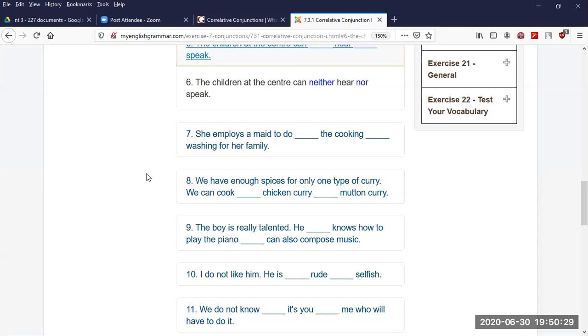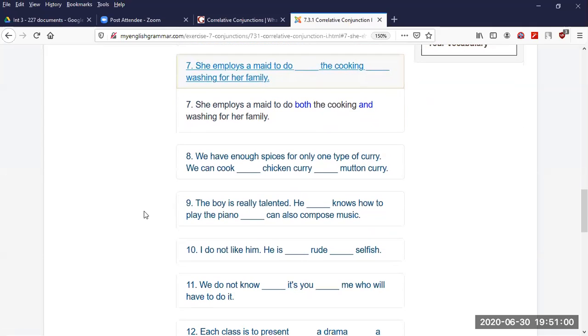She employs a maid to do the cooking and washing for her family. So we have the two things, cooking and washing. So we know we're going to use and. So what can we use in the first space? Both. She employs a maid to do both the cooking and washing. So she employed a maid to do both the cooking and washing for her family.